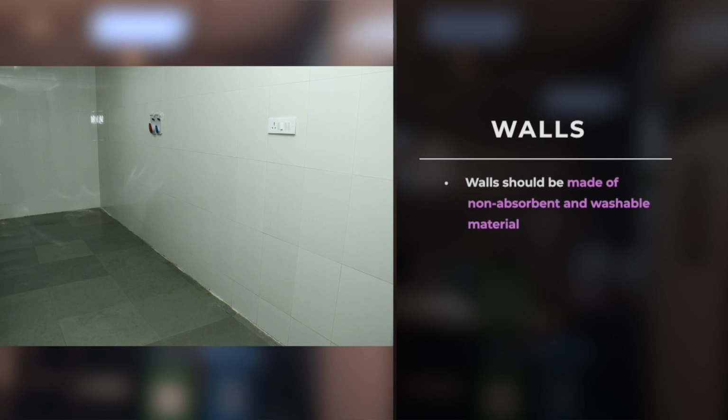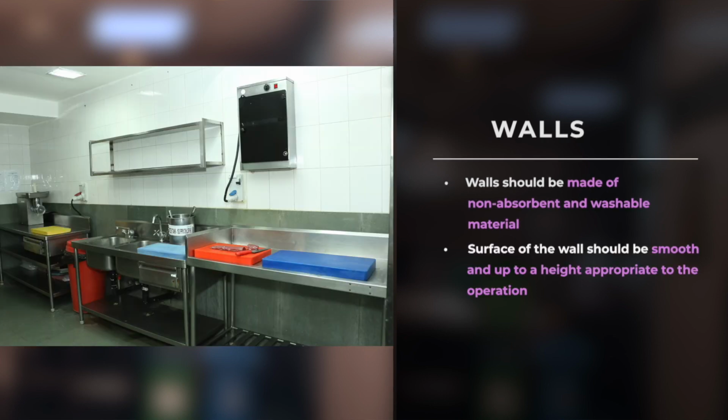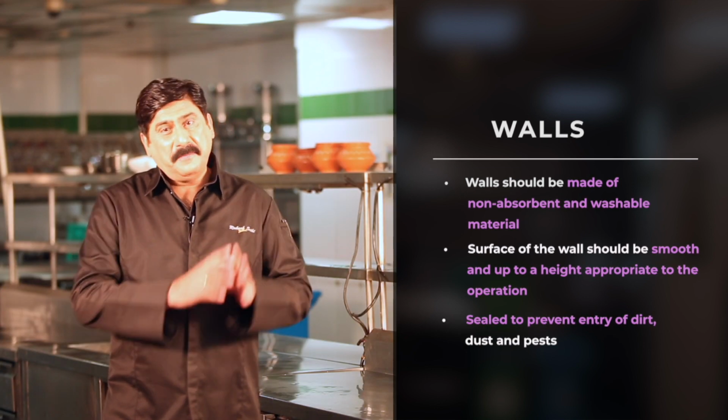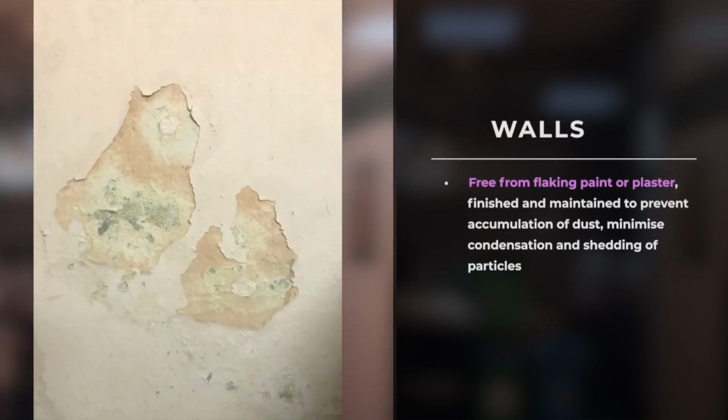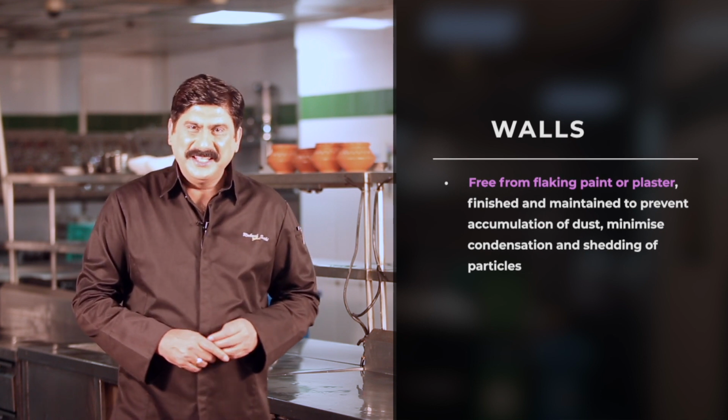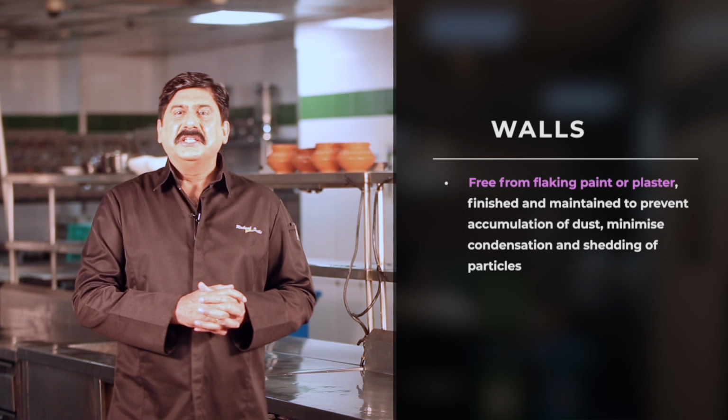Walls should be made of non-absorbent and washable material. The surface of the wall should be smooth and up to a height appropriate to operation. Sealed to prevent entry of dirt, dust and pests. Free from flaking paint or plaster. Finished and maintained to prevent accumulation of dust, minimize condensation and shedding of particles.